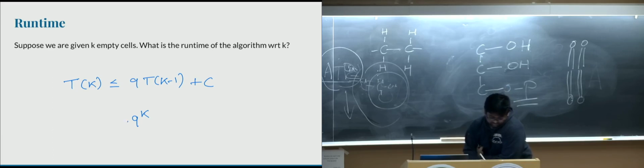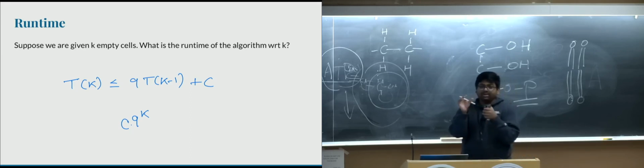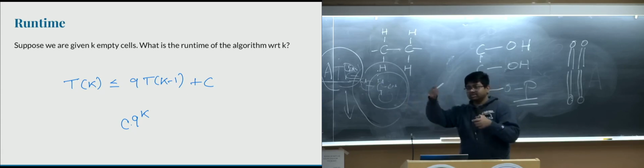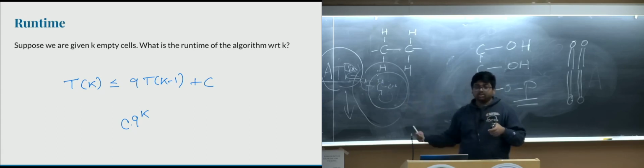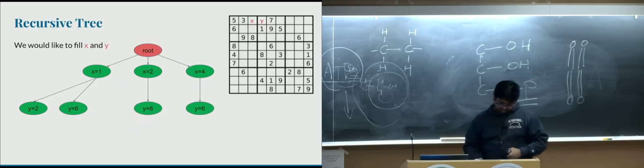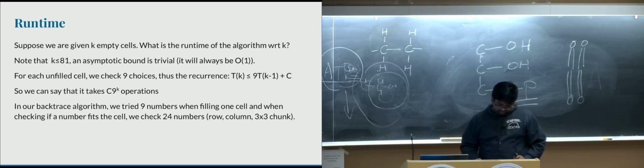So it will be something like c times 9 to the k. The c will also come there, right? So every time you unravel, k minus 1 will be k minus 2 plus c, and that 9 will be added, right? Similarly for k minus 2, one more 9 will be added. This 9 will be added k number of times, in the power. So yeah, it will be c times 9 raised to k operations.